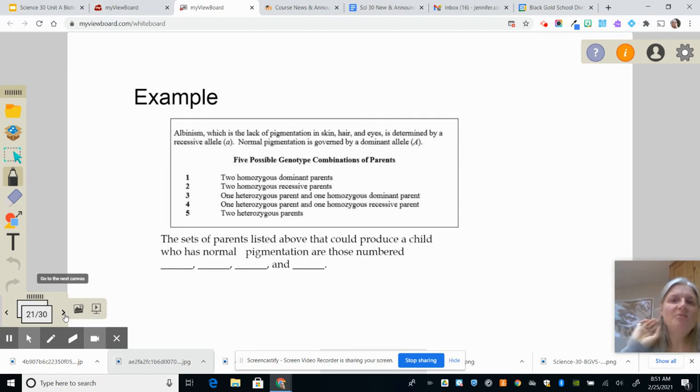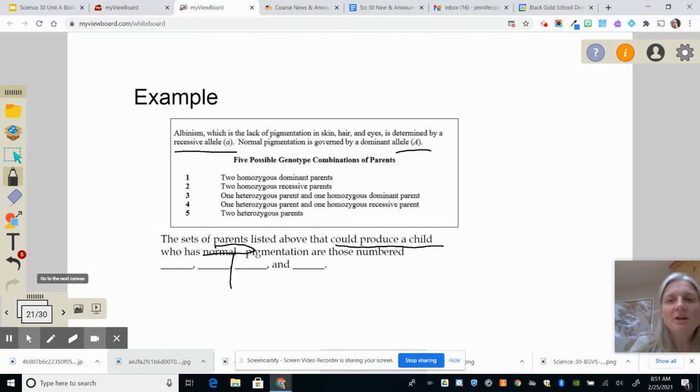Okay, here's an example question. Albinism, which is the lack of pigmentation in skin, hair, and eyes, is determined by a recessive allele, a. All right. Normal pigmentation is governed by a dominant allele. So this is normal. So we have possible genotype combinations of parents. We want to know the sets of parents listed above that could produce a child who has normal pigmentation.